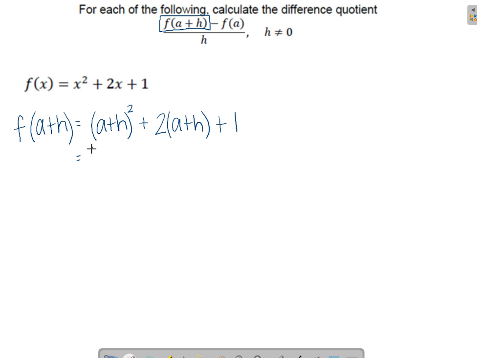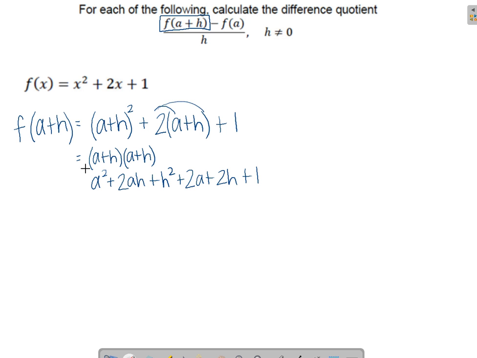So a plus h squared, what we have to do here is a plus h times a plus h and FOIL that out, which ends up giving us a squared plus ah plus another ah, so plus 2ah plus h squared. Then I need to distribute the 2 here, so we're going to say plus 2a plus 2h, and then finally the plus 1 at the end. So this entire quantity is going to go in for f of a plus h.